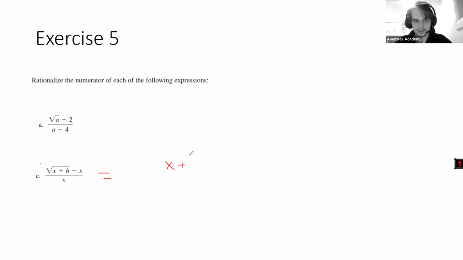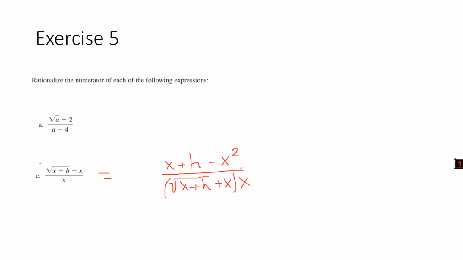It's gonna be x plus h minus x squared divided by x plus h minus plus x, right? Times x. Do you think we can simplify this or write it in the other way around? Maybe as a product of two elements, so factorize it.